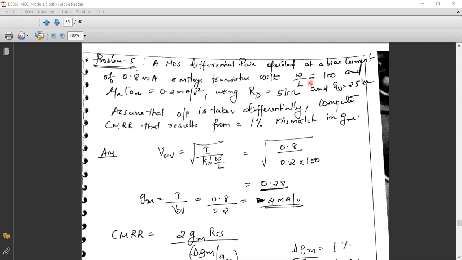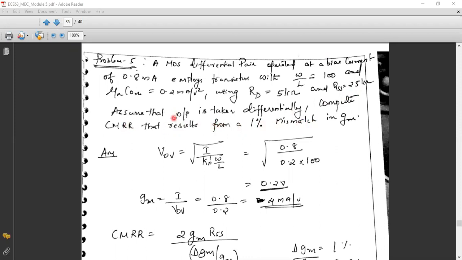Aspect ratio is 100. There is no change for the aspect ratio. W by L is 100. Kn dash, mu n into COX, is 0.2 milliampere per volt square. RD is 5 kilo ohm. RSS is 25 kilo ohm. And we are going to find the CMRR of this particular differential amplifier.